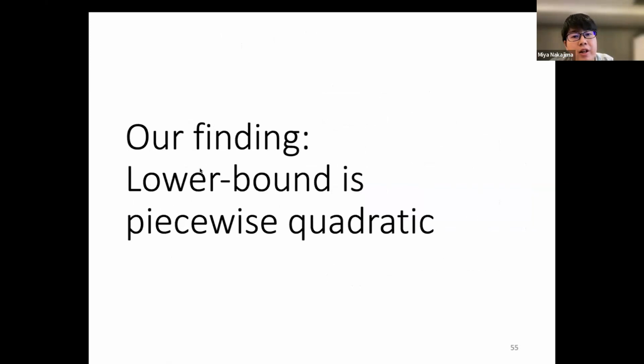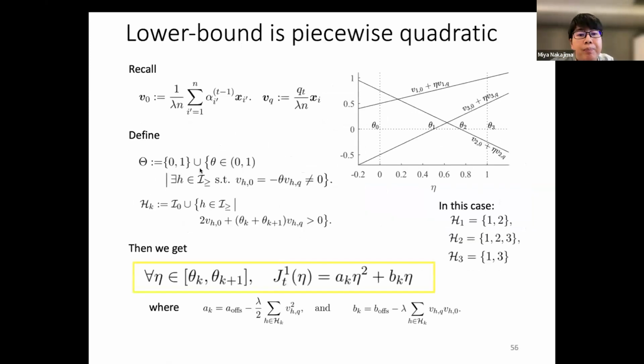So we discovered that the lower bound is a piecewise quadratic function. In the next few slides, you can see the information. This is a slide explanation about the lower bound. I skip the detailed mathematical deliberations, but the lower bound G^1_T can be expressed as A_K eta squared plus B_K eta for any interval from theta_K to theta_{K+1}. This implies the lower bound is a quadratic function.